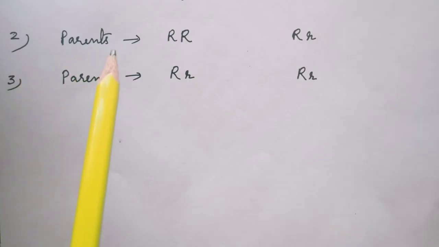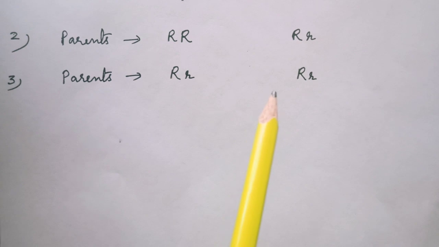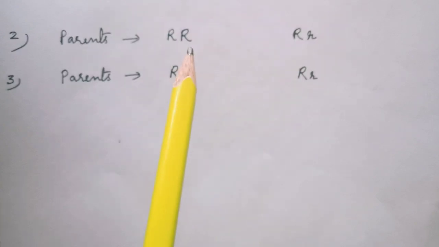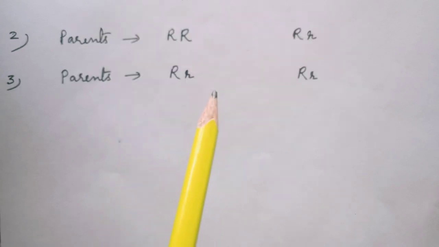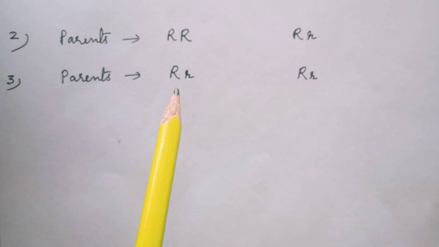2 more parental genetic combinations are shown over here for tongue rolling. You find out the probability of genetic combination in their children and also whether they can roll their tongues or not.